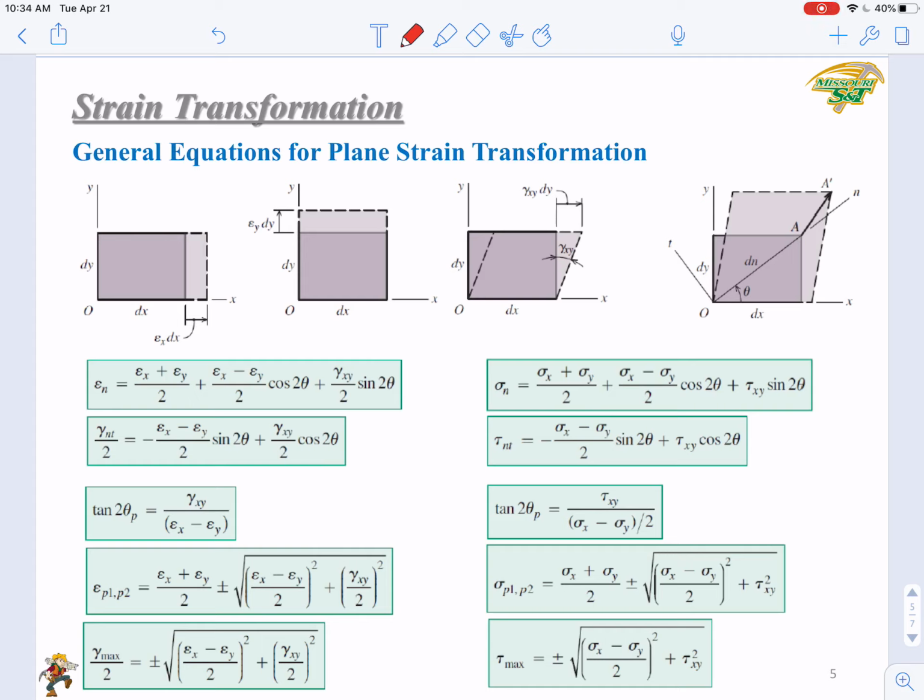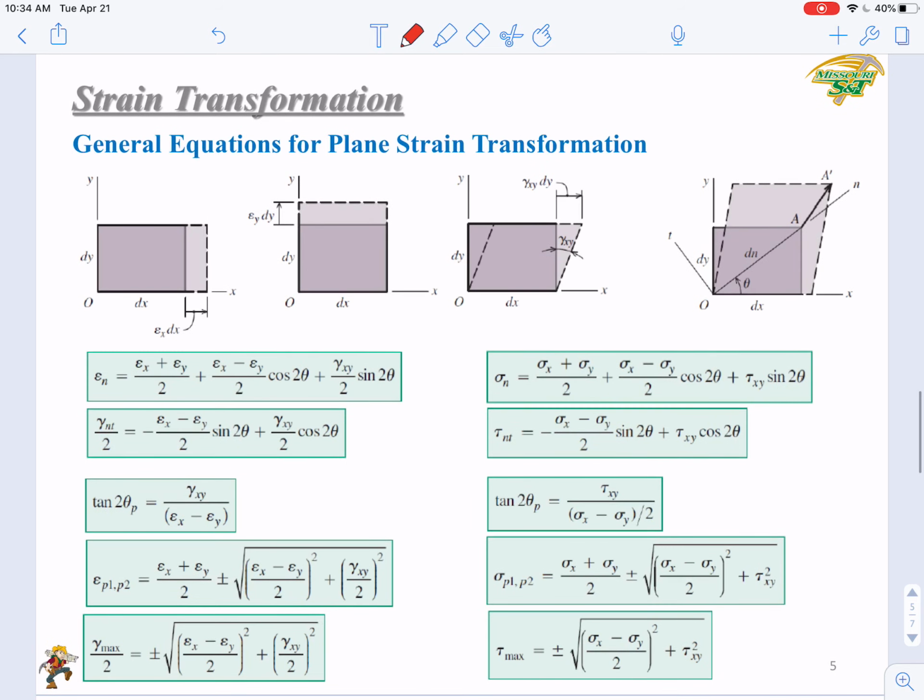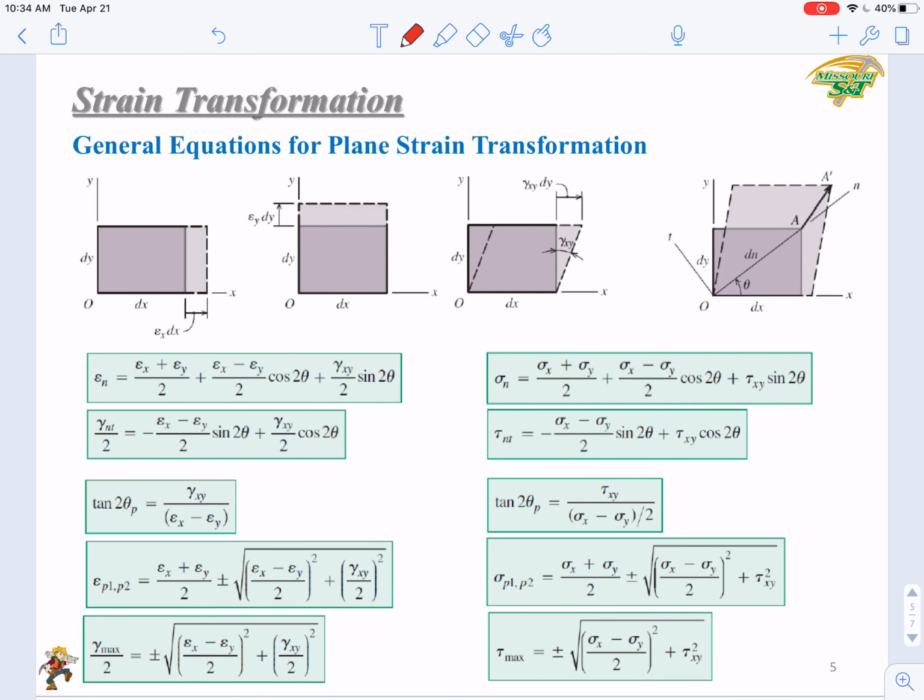First of all, in these slides, I listed here the equations we use for stress transformation. Then on the left-hand side, I listed the equations for plane strain transformation. You can compare them one by one, and you can see that they are very similar, apart from some small differences. We can actually do an analogy between them.